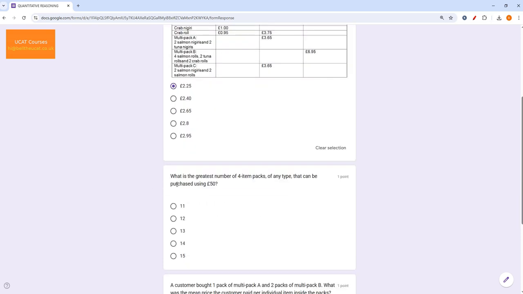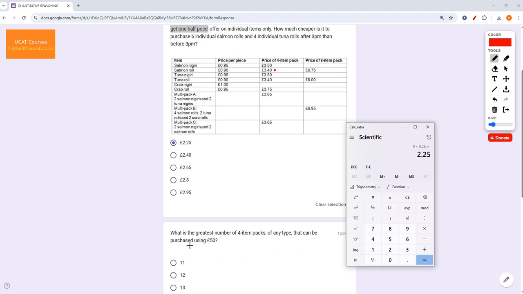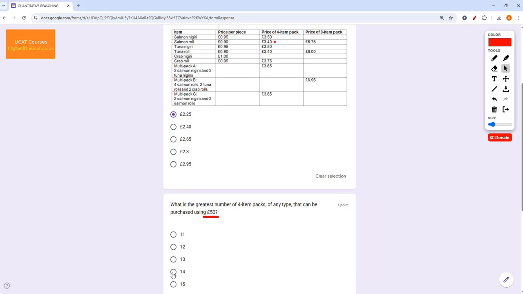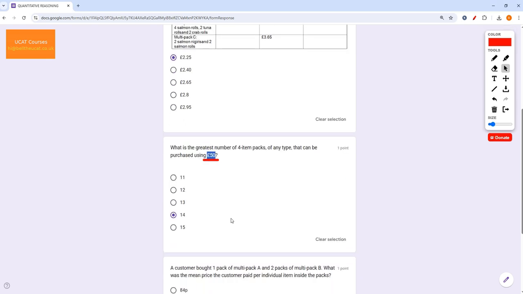Which is the greatest number of 4-pack items? I want the lowest price. 3.5, no, 3.4 is the lowest price. All I will do is 50 divided by 3.4, which is 14.7. It can't be 15, in case somebody's thinking that. It has to be 14, because 15 would overshoot the £50 mark. So 14 is the right answer.